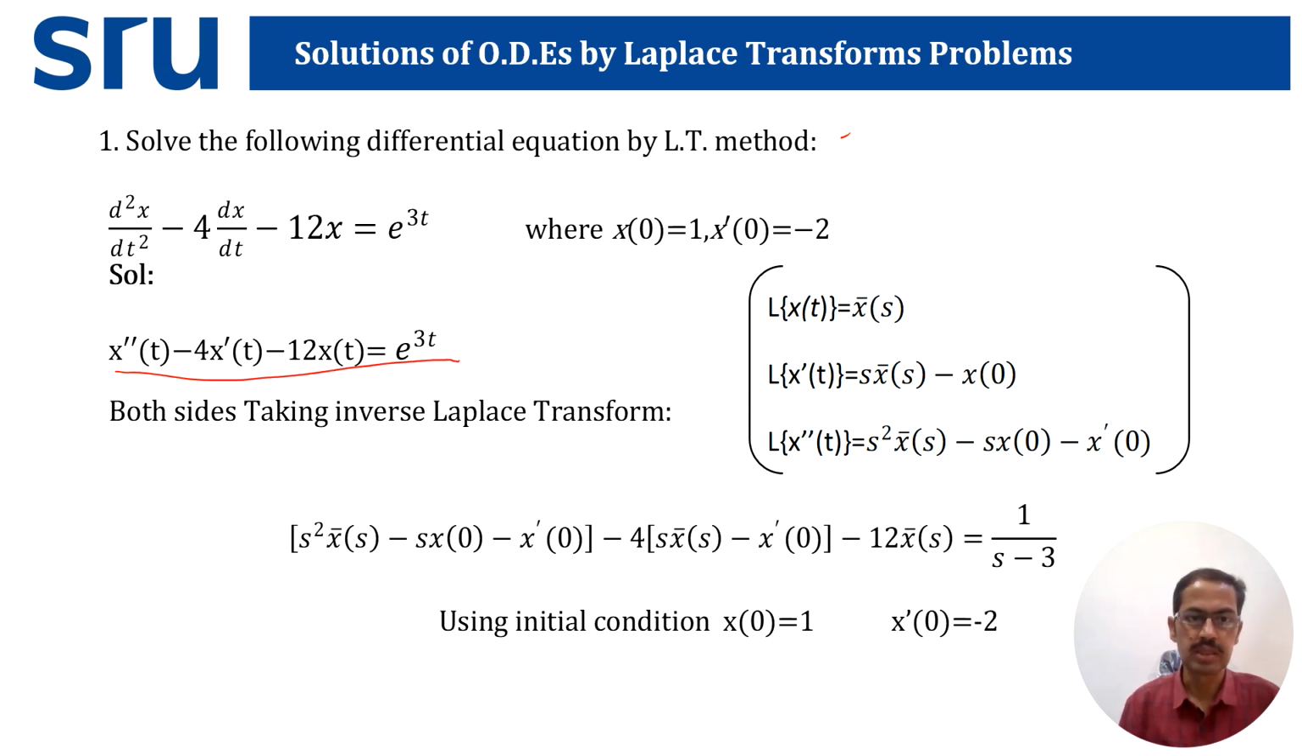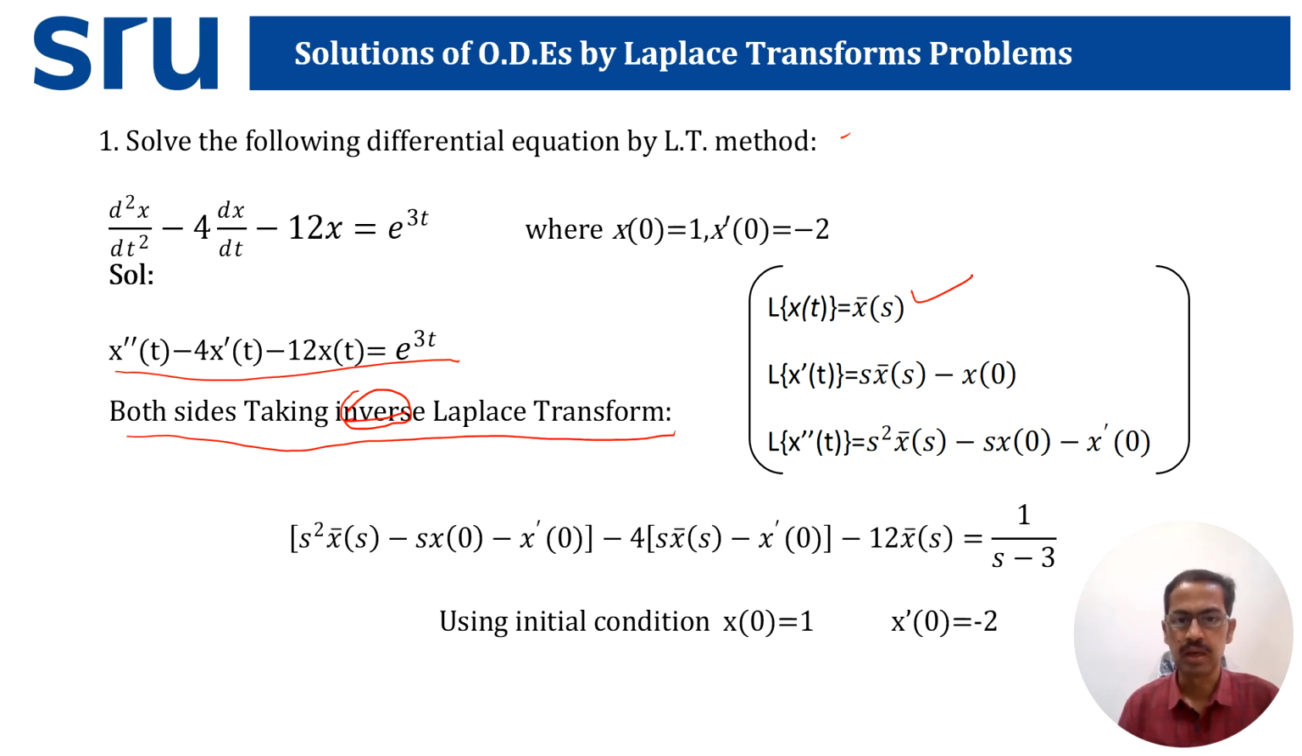Here x is the dependent variable and t is the independent variable. Both sides, taking inverse Laplace transform. Sorry, not inverse Laplace transform. First, take the Laplace transform on both sides; finally, the inverse Laplace transform. So the Laplace transform of x of t is x bar of s. The Laplace transform of x dash t is s times x bar of s minus x of 0. We already discussed this in the previous slide.